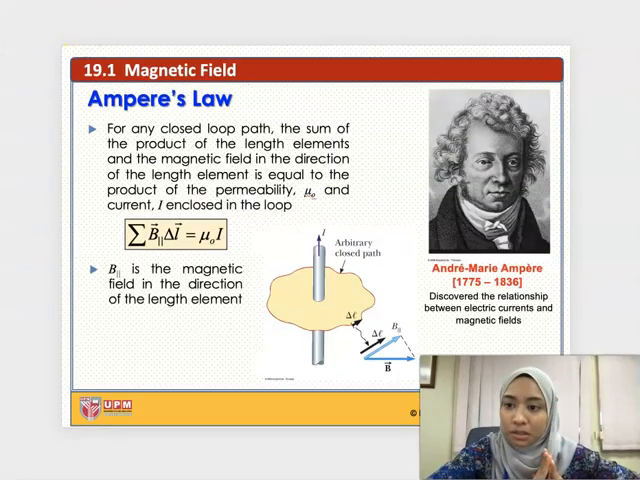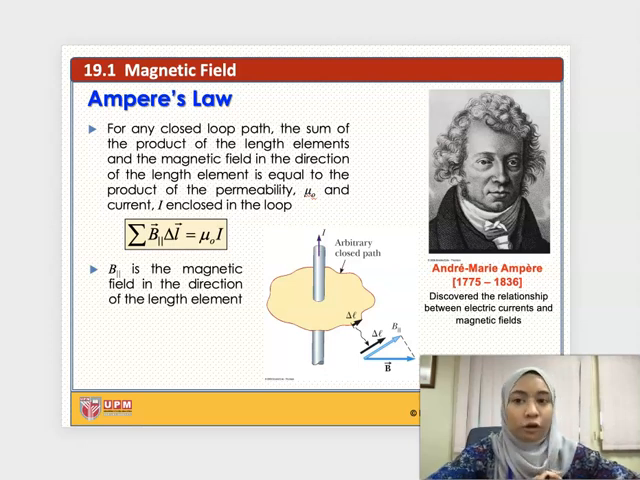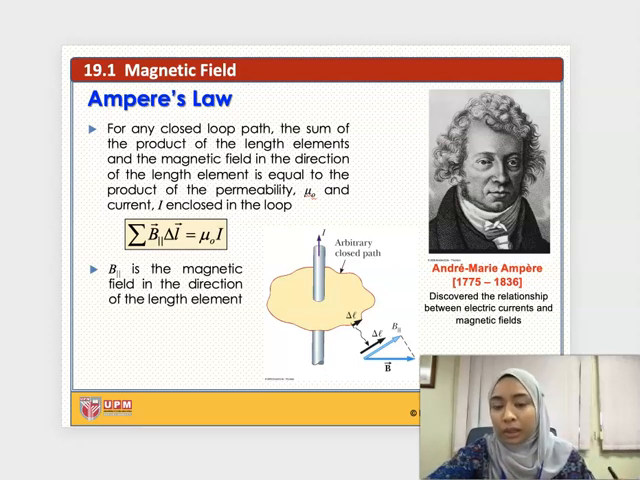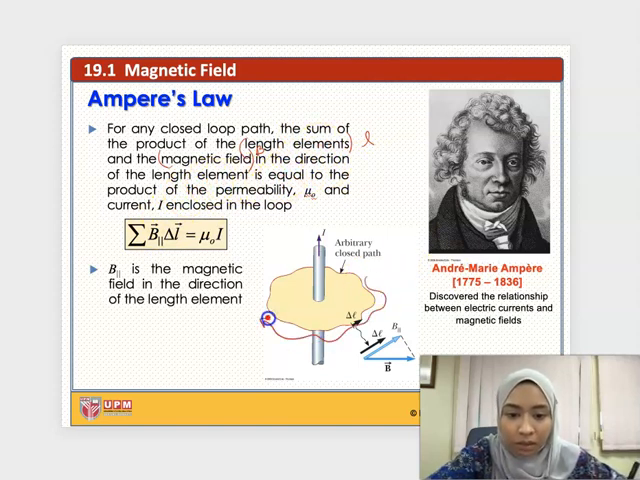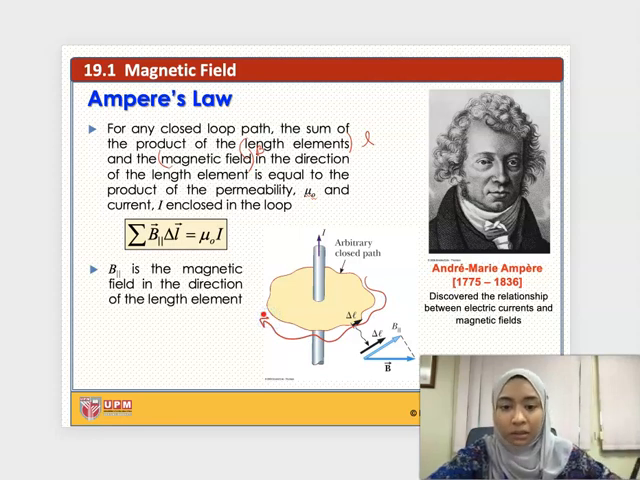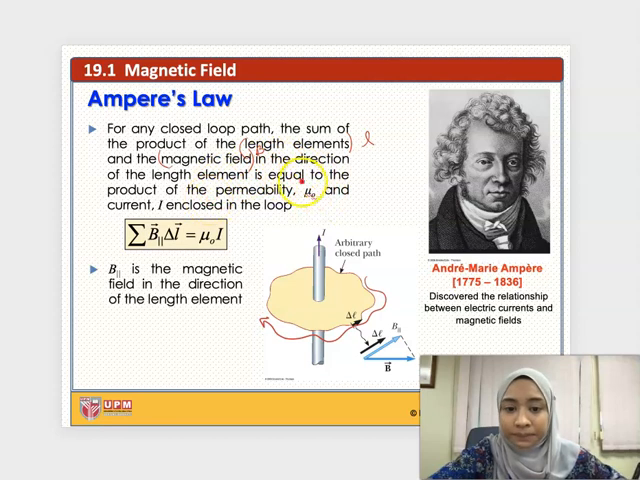Okay, so we are talking about Ampere's law. Ampere's law forms all the B equations that we have seen so far for the straight wire conductor and also for the coil. So Ampere's law is about, for any closed loop path, the sum of the product of the length elements, which is L, and the magnetic field, which is B, in the direction of the length element, meaning along the loop or along the path, is equal to the product of the permeability mu naught and current I.